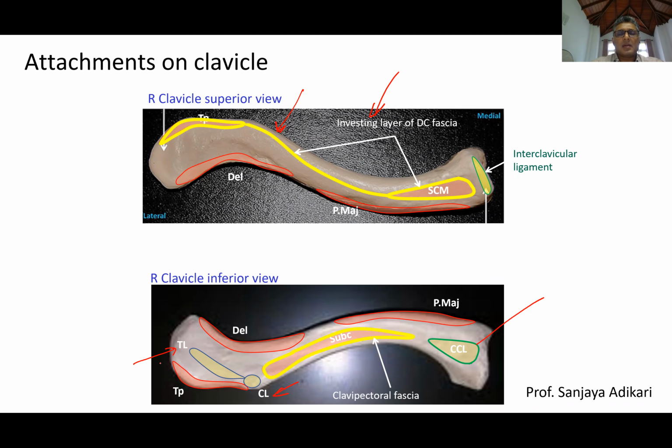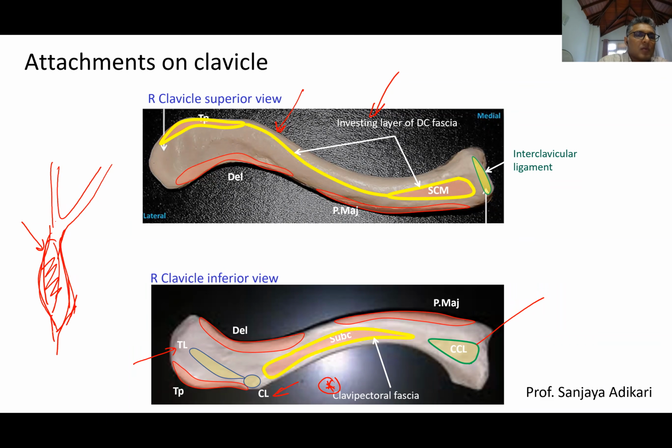Then enclosing the subclavius muscle, you have the clavipectoral fascia. It continues down and forms the suspensory ligament of the axilla. Before it gets attached, it has to encircle the pectoralis minor muscle, and then it forms the suspensory ligament of the axilla, which is attached to the deep fascia of the floor of the axilla.